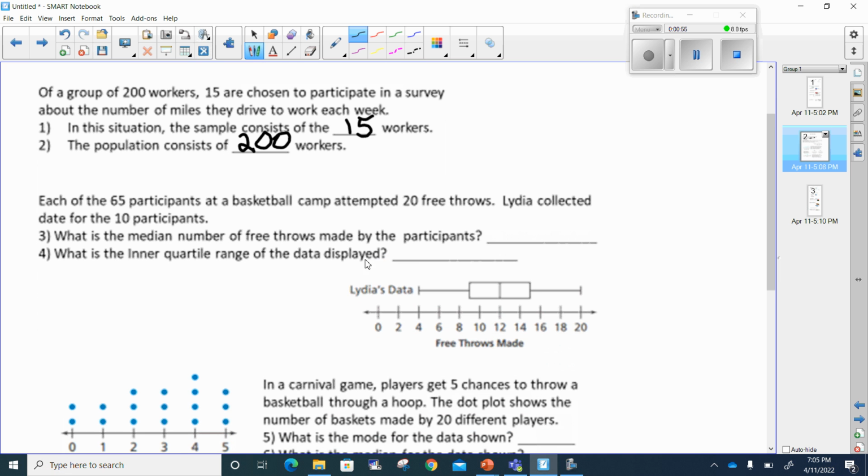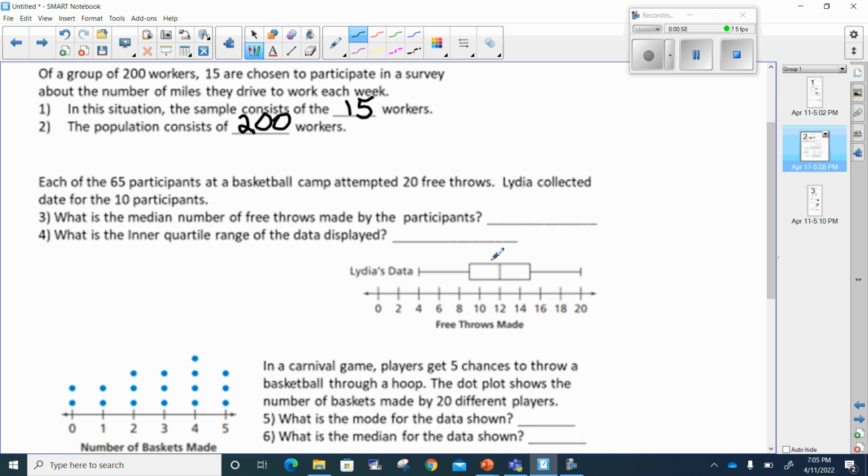All right, let's go to number 3 and 4. Each of the 65 participants at a basketball camp attempted 20 free throws. Lydia collected the data for 10 participants. So there must have been 10 participants that they surveyed, and the 65 was the population. The 10 participants were pulled out of the 65. All 65 got 20 free throws.